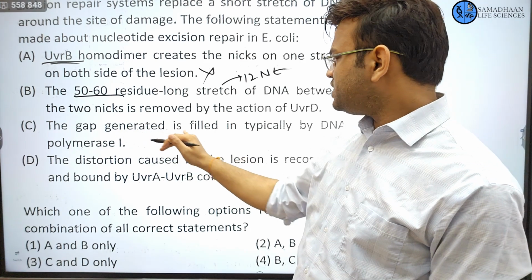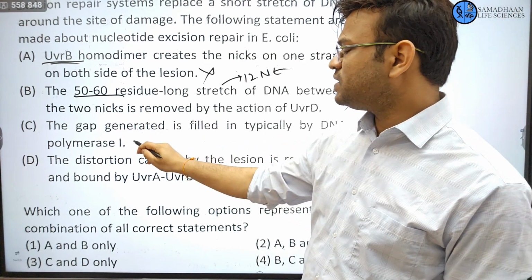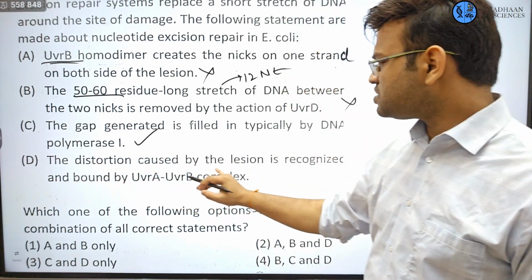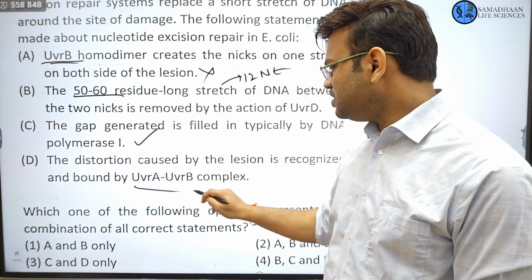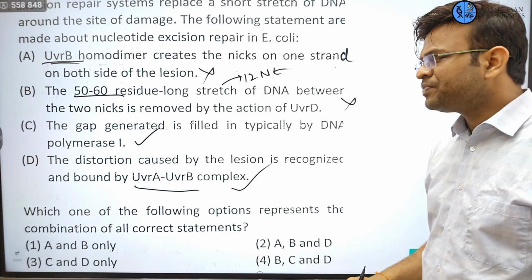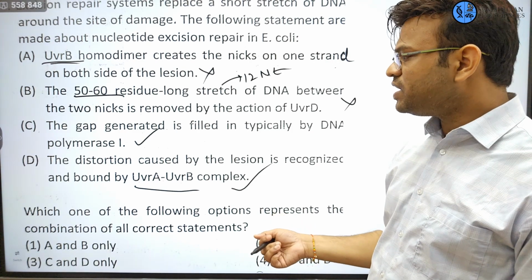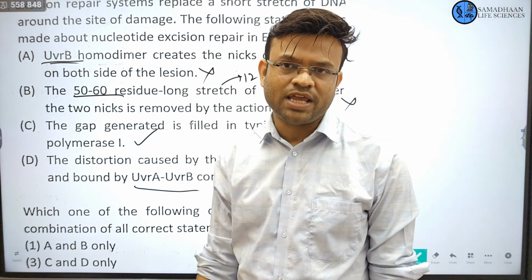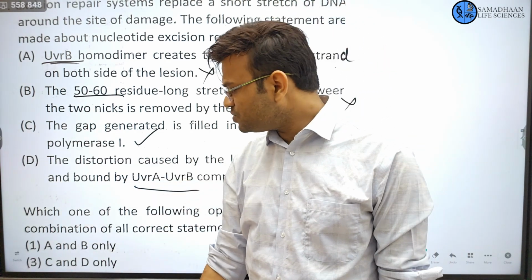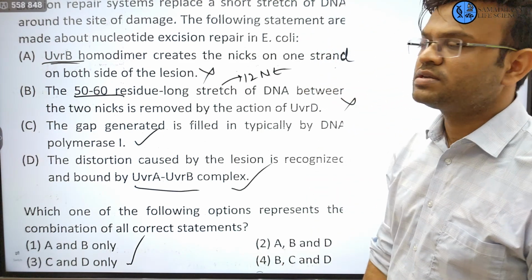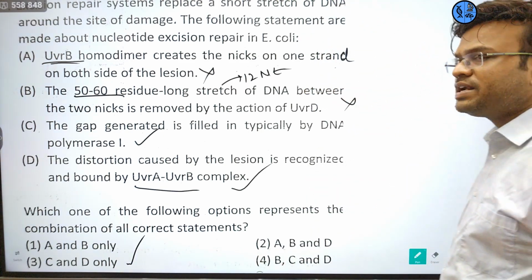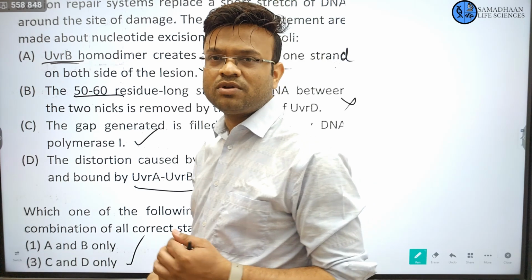The gap generated is filled by typically DNA polymerase 1. This is correct. The distortion caused by the lesion is recognized and bound by the UVRAB complex. True, this is also true. Recognition is basically done by UVRA, but the binding is done by UVRA and B both. So C and D options are correct. So the third is correct for us. Okay, so these were the questions that I wanted to talk about in nucleotide excision repair.